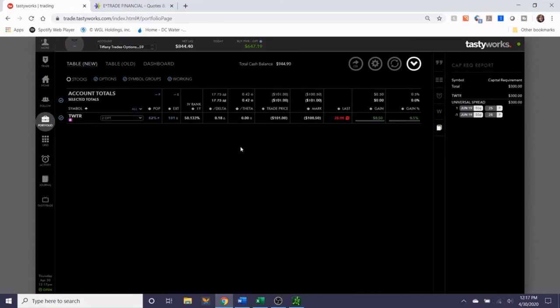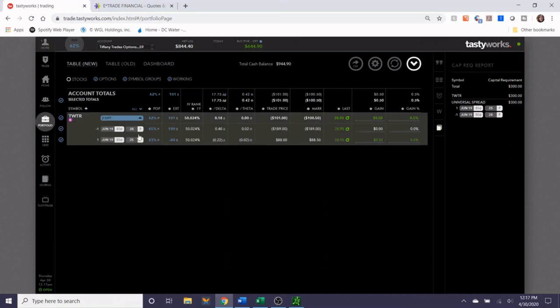Oh, that was super quick. That's awesome. So this is a demonstration that Twitter is a pretty liquid options play to work around. If you don't have to wait too long to get in and out, that's really awesome. So again, this is the June 19th expiration. This is 50 days away. The short strike is 28 and the long strike is 25.